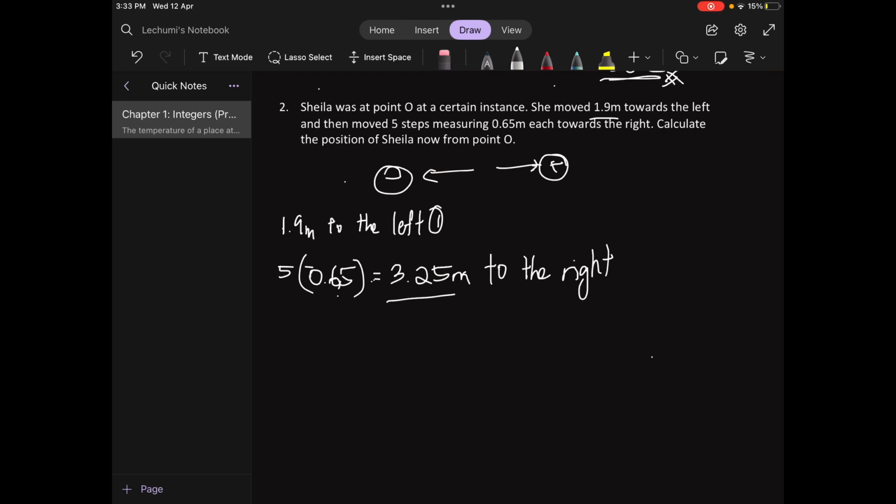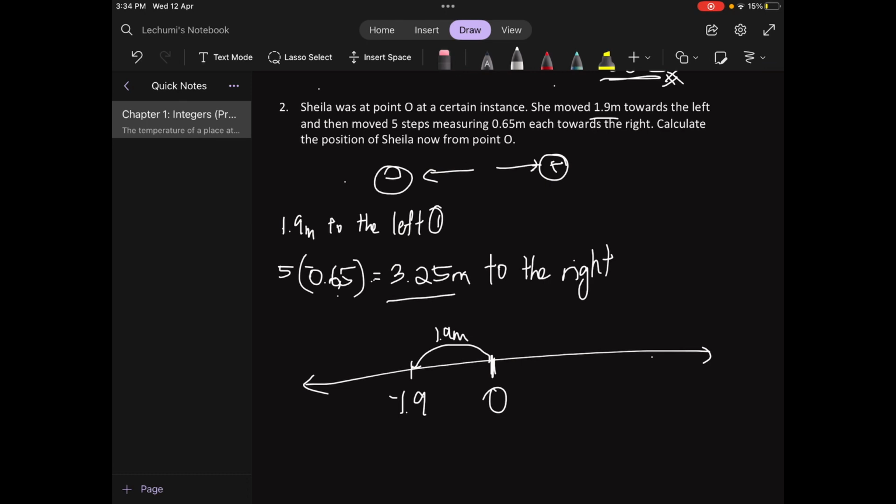So to visualize, let's say there is a point O on a number line. There is point O here. Sheila moves 1.9 meters towards the left. So from here we can say 1.9 meters. So she will land at negative 1.9. So the traveling meter is 1.9 meters. She has traveled 1.9 meters of distance.